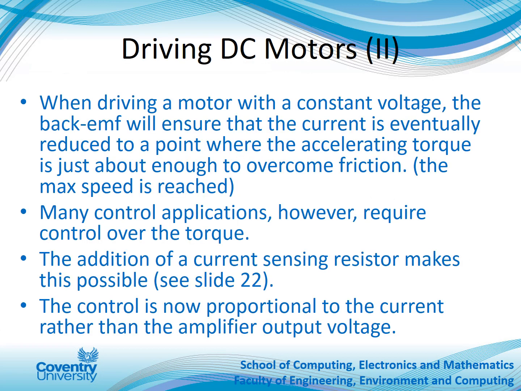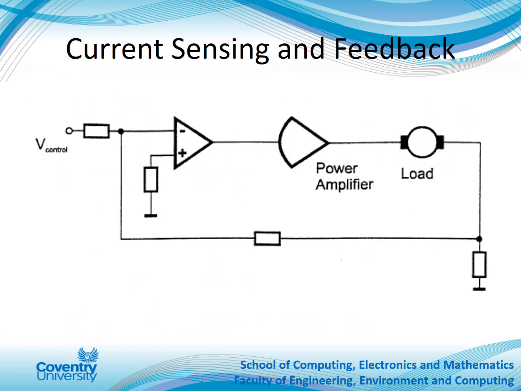When driving a motor with a constant voltage, however, the back EMF ensures that the current will eventually reduce to a point where the accelerating torque is just about enough to overcome the friction, so you get a maximum speed reachable. Many control operations, however, require control over the torque, so it's possible to add a current sensing resistor to make this possible, and that's explained on slide number 22. So the control is now proportional to the current rather than an amplification of the output current. That's when you add your current sensing feedback system into it.